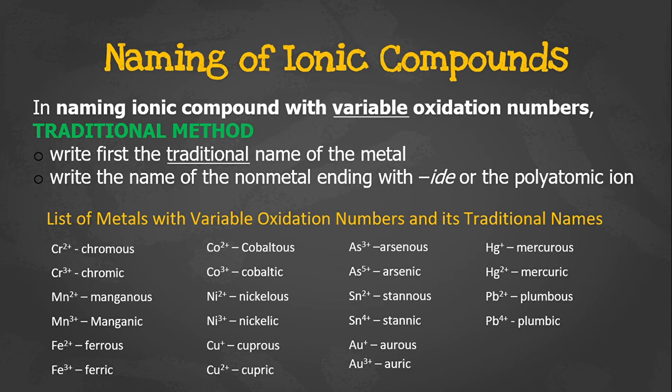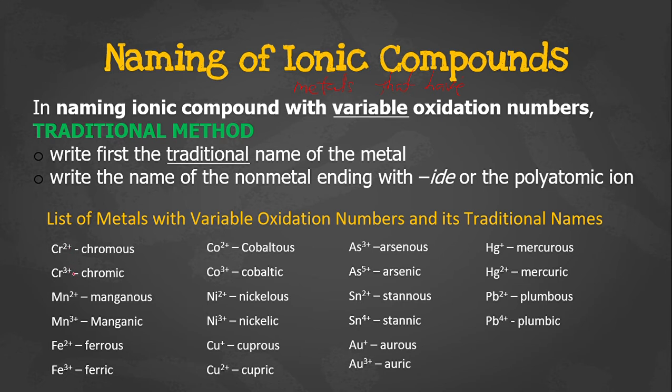Okay, the last set of steps in naming ionic compounds is for ionic compounds with metals that have variable oxidation number. So, pag sinabi natin variable oxidation number, hindi isa lang yung oxidation number niya. Pwedeng dalawa, pwedeng tatlo. Pero sa mga cases natin dito, yung tigdadalawa lang yung gagamitin natin. Halimbawa, sa chromium, meron tayong positive 2 at saka positive 3. So, paano mo papangalanan yun?